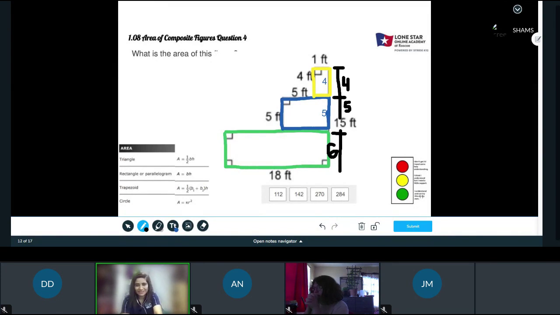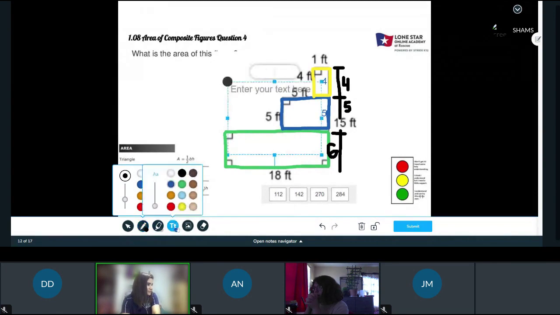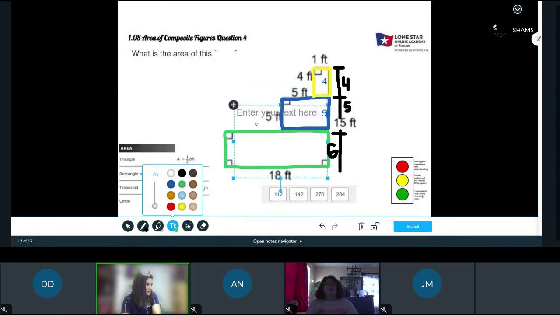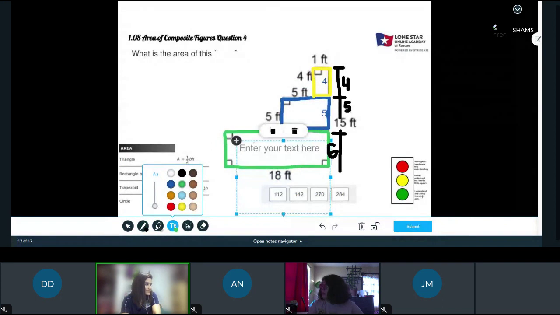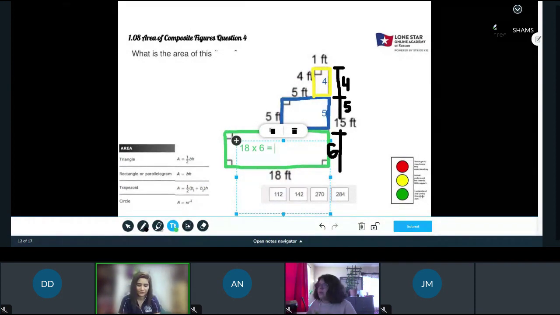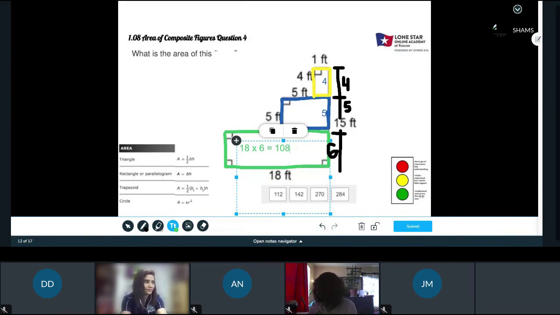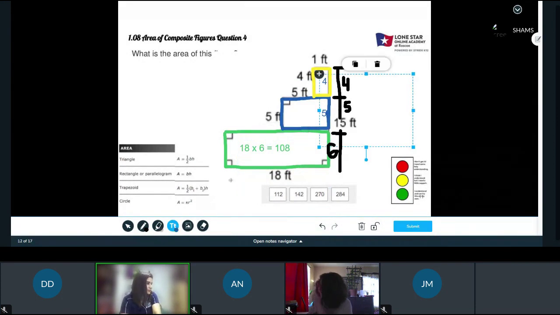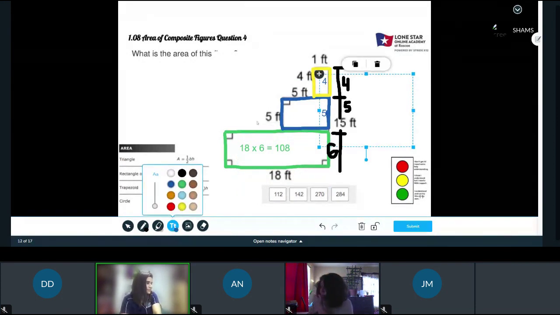Now I'm going to be back to my slide. I can also work it out, and I'm going to use the typing tool. So the area of the green rectangle is 18 times 6. Let's see, that gives me 108. Then I'm going to go find the area of the blue one.